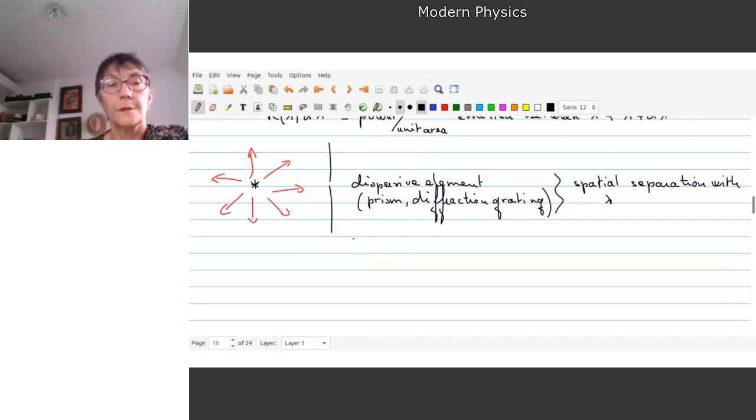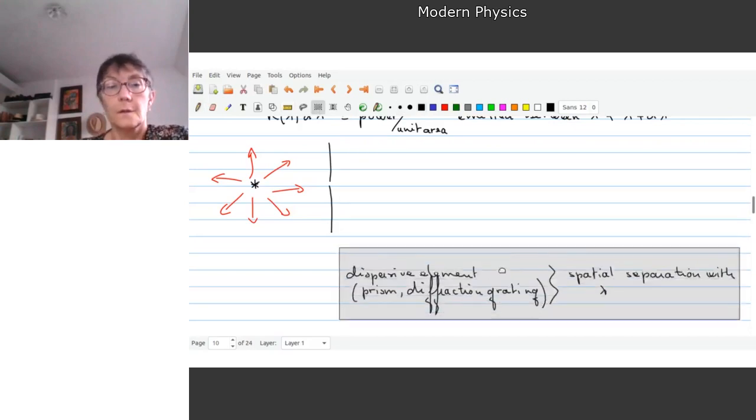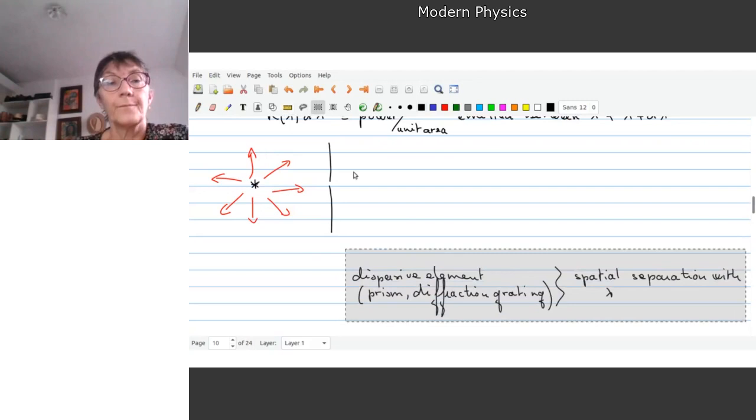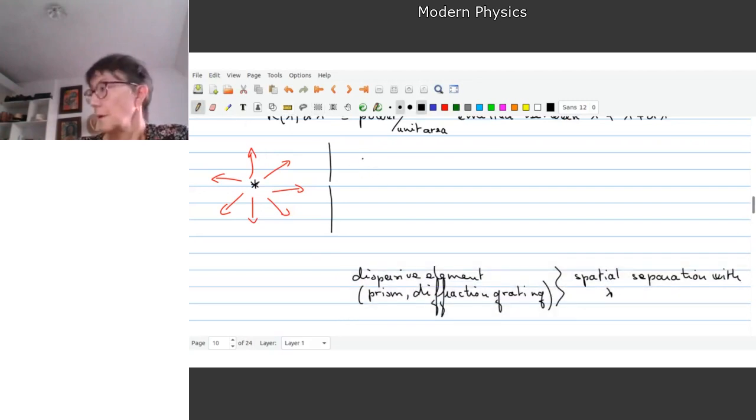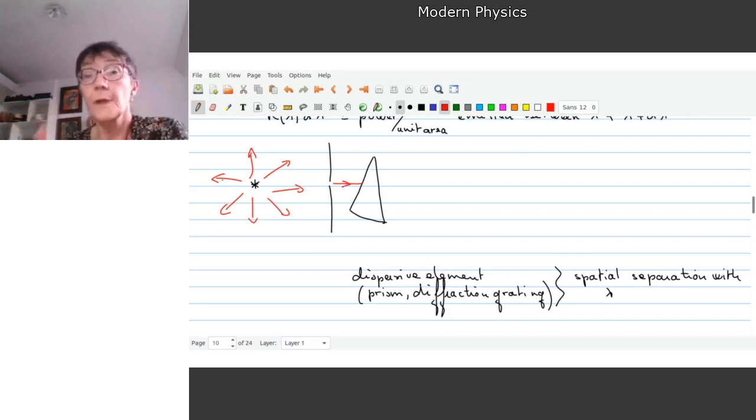Okay, I can put here a prism. A prism is something like that. So you have the light, all wavelengths. Let's say you have a continuum.